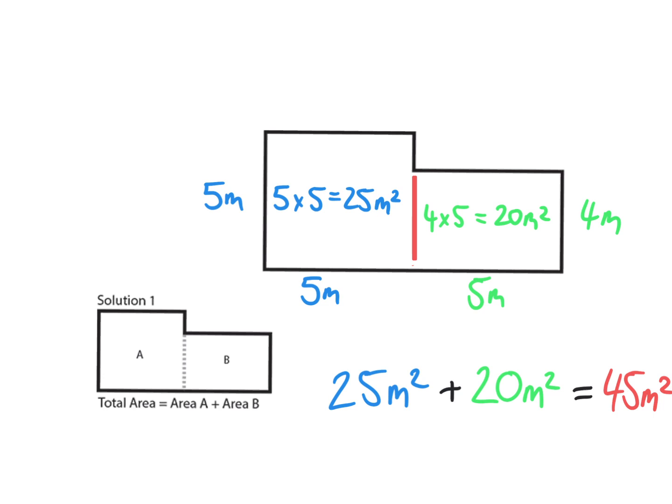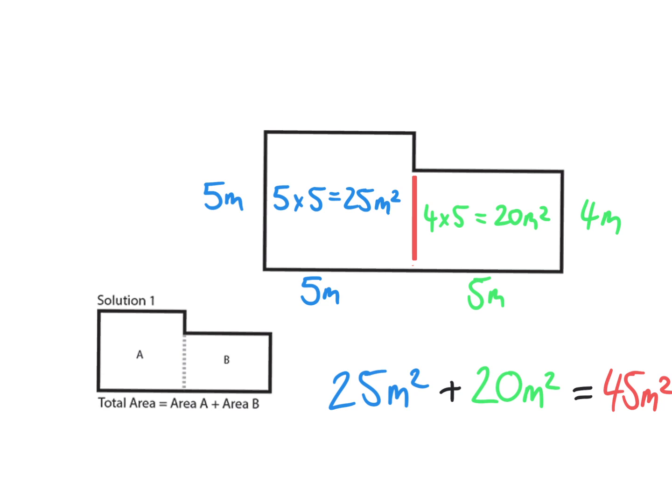Well, we could divide the shape in half. We could have area A and area B. Area A has a length and a width of 5 times 5. So we know that area A is 25 meters squared. 5 times 5 is 25 meters squared. That's how much covering is in area A.